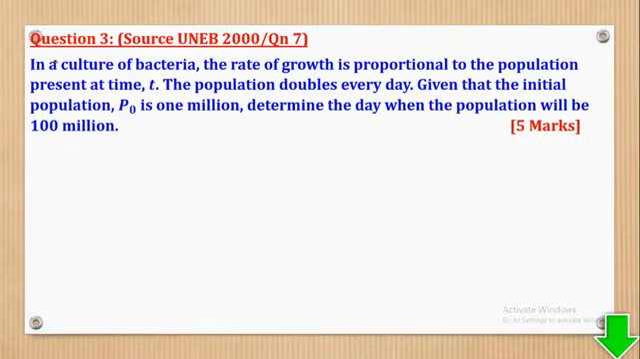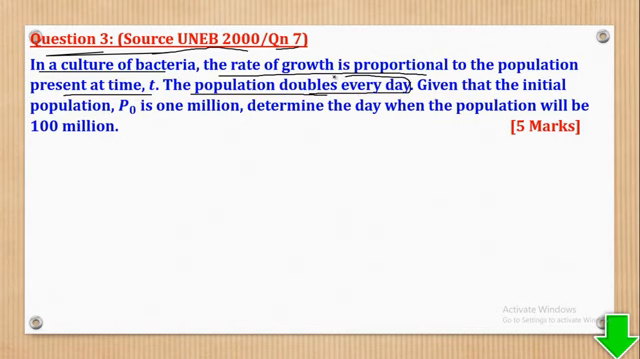So now we shall go to question 3, which came from UNEB 2000 paper 1 question 7, and says, in a culture of bacteria, the rate of growth is proportional to the population present at time t. The population doubles every day. Given that the initial population p0 is 1 million, determine the day when the population will be 100 million.